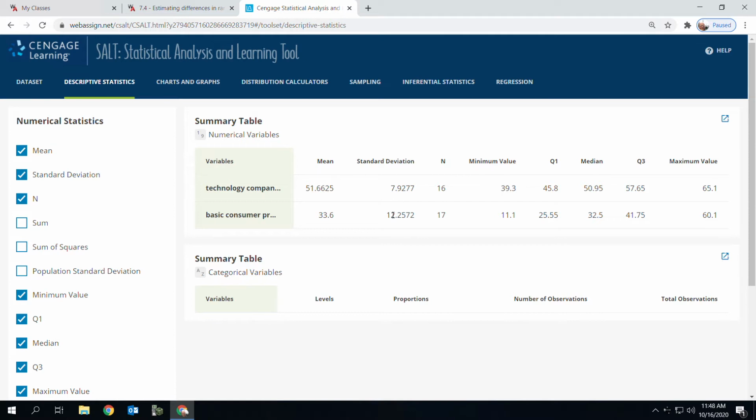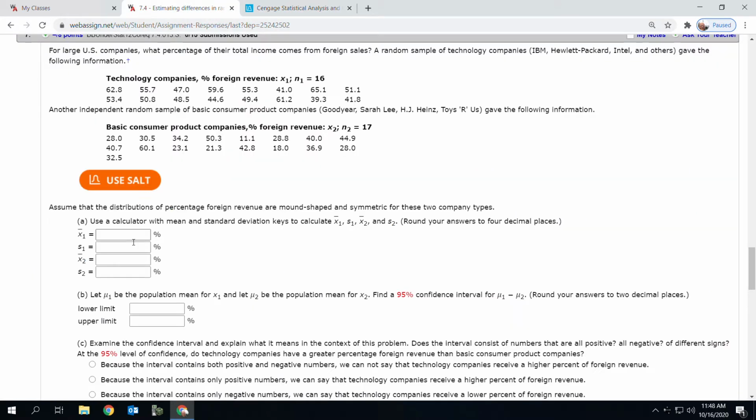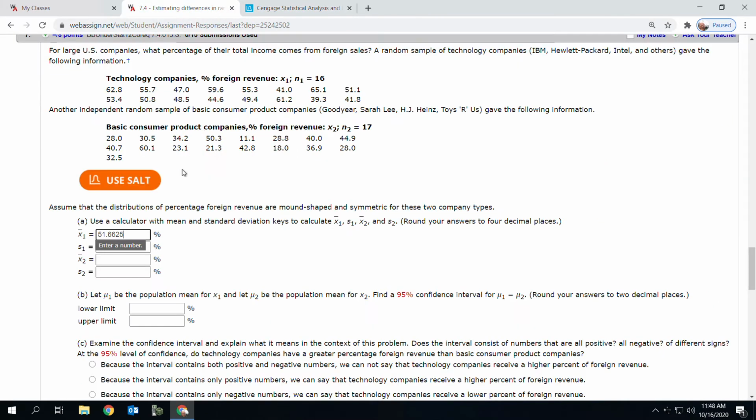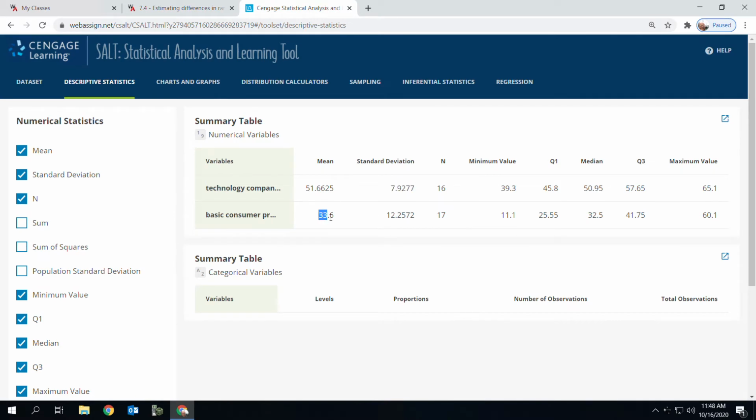Now for the other group, the basic consumer group, we have a mean, and this will be X2 bar, 33.6, and S sub 2 will be 12.2572. Now as far as answering your problems go, you feel free to absolutely copy and paste, and it's probably going to be just as quick. So bear with me for a little bit while I get these copied and pasted. I will try to be quick with it.